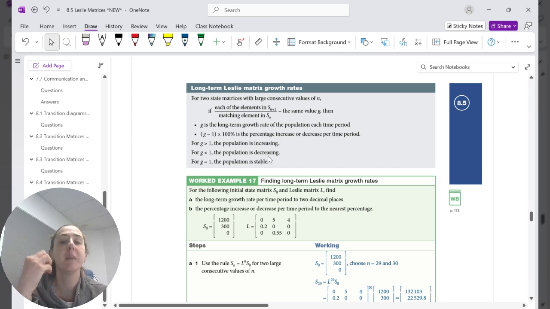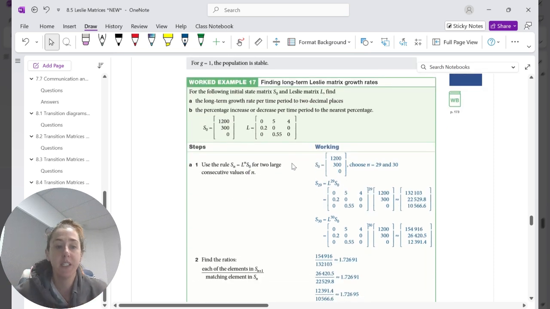To calculate that percentage increase or decrease, we take that G value, whatever we got, which was the same, subtract 1, and multiply it by 100 to get either the percentage increase or percentage decrease. So if G is greater than 1, the population is increasing. If G is less than 1, the population is decreasing. If G is equal to 1, the population remains stable.